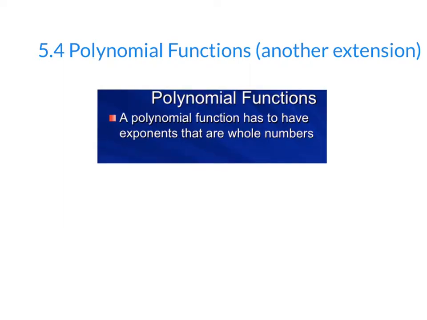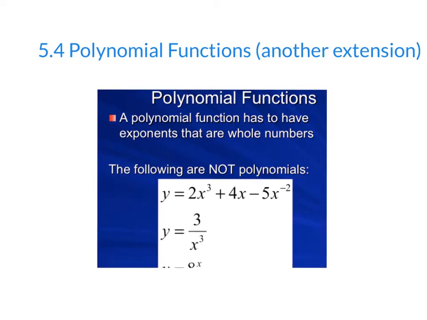The following functions are not polynomials because each of them has an exponent that is not a whole number. For example, in the first, we have a negative 2 as an exponent, which really means this is 5 over x squared. And since this is not a whole number, it's an integer, but not a whole number, this is not a polynomial. For the same reason, this is not a polynomial because if I were to move this term up to the numerator, it would be 3 times x to the negative third. And so again, negative 3 is not a whole number.